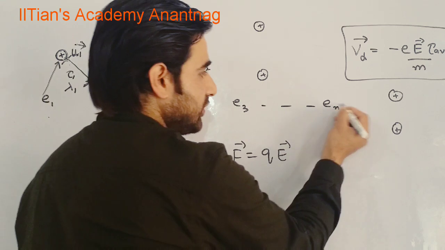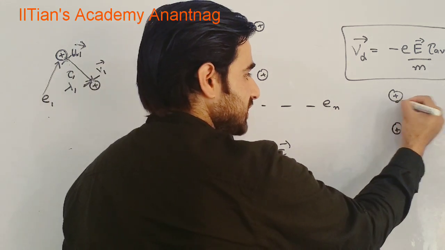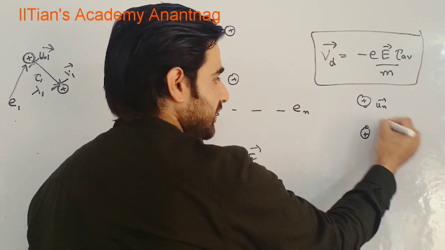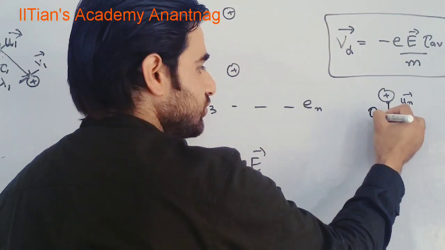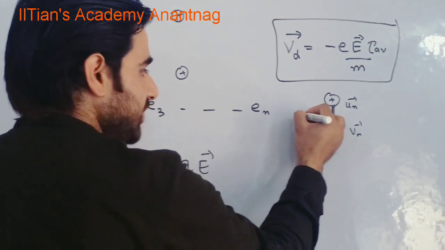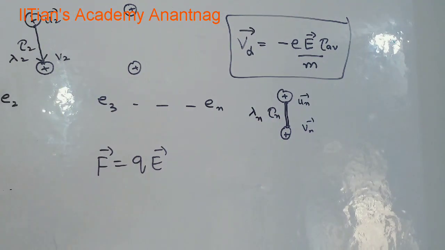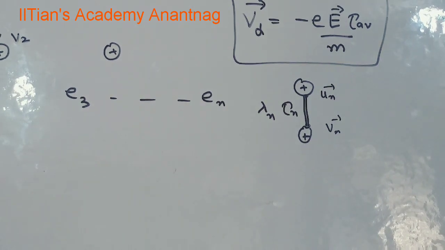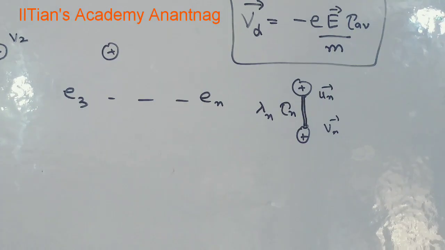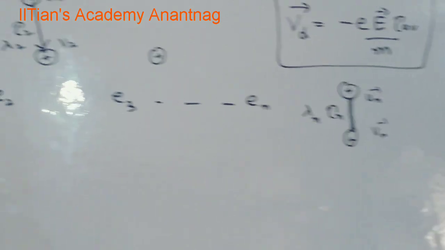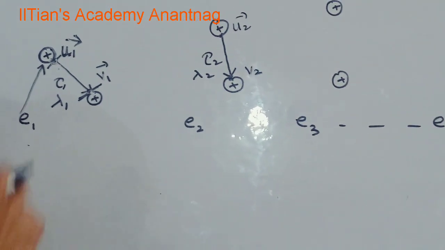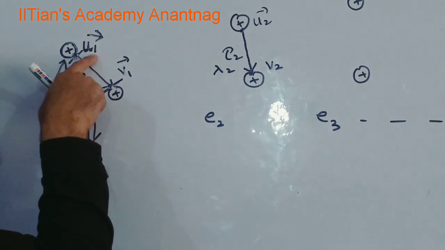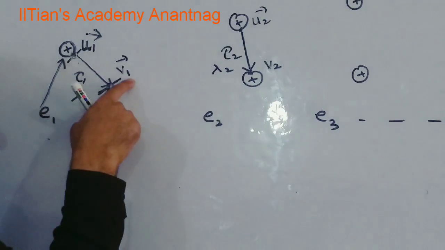Similarly, if I come to the nth electron, suppose it starts with the speed un and ends up with the velocity vn. The time between two successive collisions is tau n, and this distance is the mean free path lambda n. Now, if I apply Newton's equations of motion, which is again not exactly valid, but in classical theory we can assume that it is true.